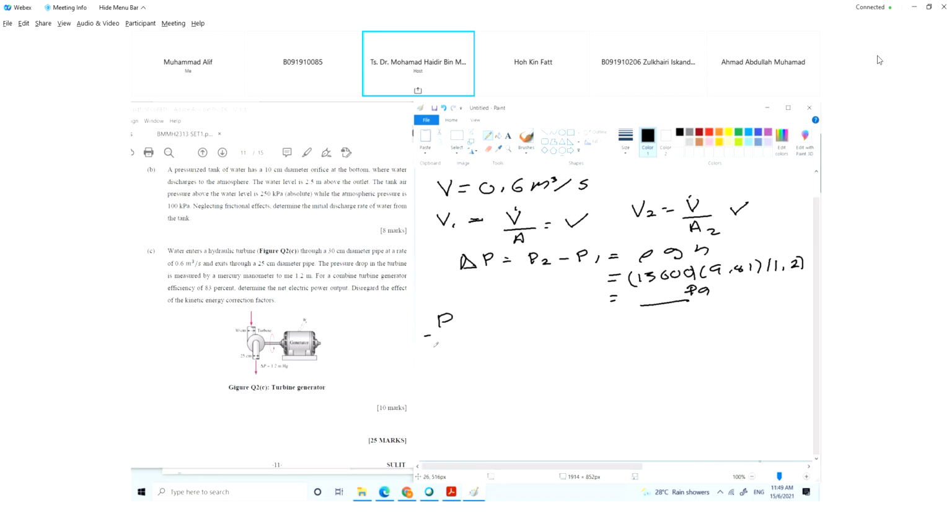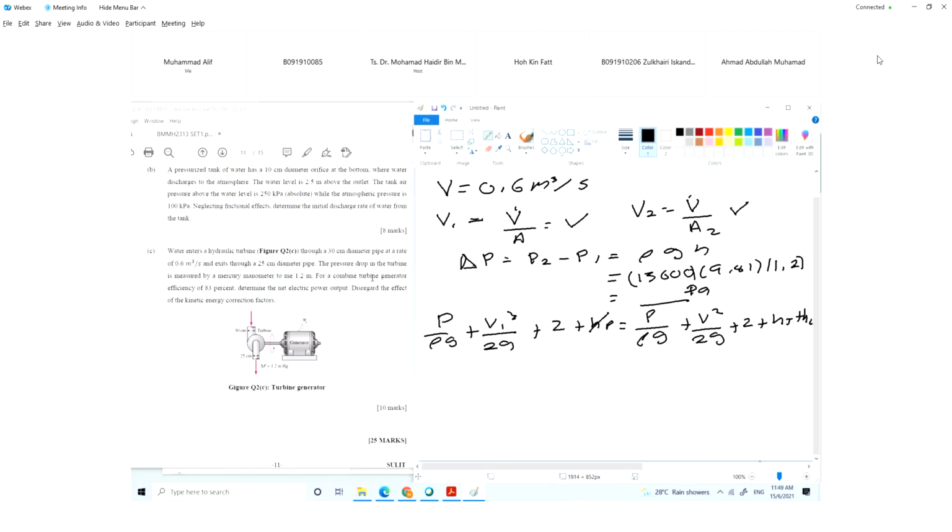The power equation is P over rho G plus V1 square over 2G plus Z plus H pump equal to P over rho G plus V square over 2G plus Z plus H turbine plus H loss. From this equation, there is no pump. Is there any head loss? No head loss. Is there any Z? He didn't give the value for Z, so we can assume Z is too small. So this is just the equation now, with P1 and P2.